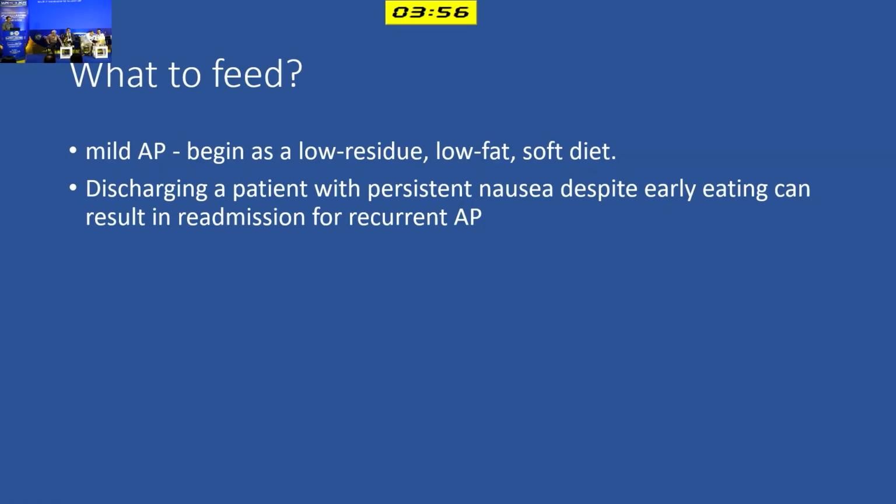And what to feed? As is mentioned, it's a mild pancreatitis. We usually do not go for liquid feed nowadays. We go for a low residue, low fat, soft diet. If tolerated, escalate. But remember, peristaltic sounds, if they are audible, are one of the best signs. Patient hungry is another sign. Third, flatus passed is the best sign of when to start feeding.